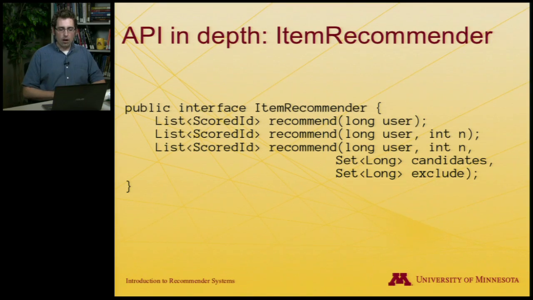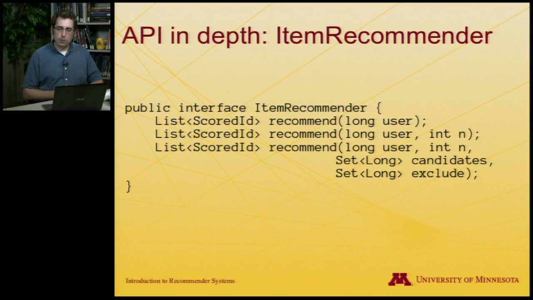The ItemRecommender API has three primary methods. First, there's just a recommend method that takes a user ID and uses whatever defaults the recommender chooses to provide you with some recommendations. The last method takes the user ID, the number of recommendations to generate, and additional candidate and exclude sets. And if either of these sets are null, the ItemRecommender will use some defaults. Typically, the candidate set will be all items, and the exclude set will be the items the user has rated.